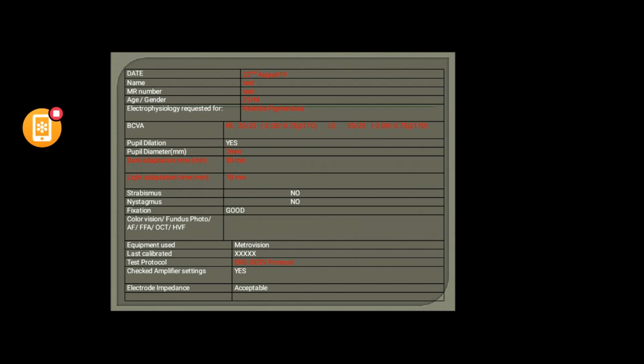Along with that, you can also have available color vision, fundus photo, autofluorescence, FFA, and CT HVF. If these are all done, you can mention yes. If not done, you can mention which one is not done, and the others are available. While you are interpreting an electrophysiological test, you must have some forms of color vision, fundus photo, and ancillary tests, because an electrophysiological test is not a standalone test to diagnose a case. So you must have some ancillary information to guide yourself to a particular diagnosis.